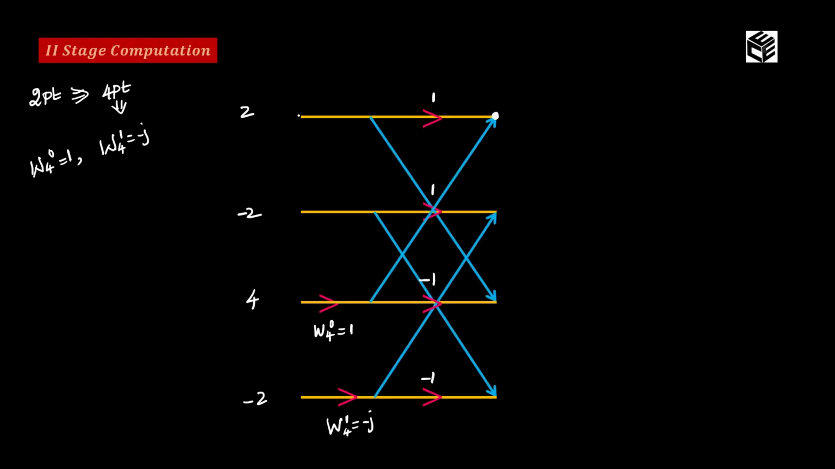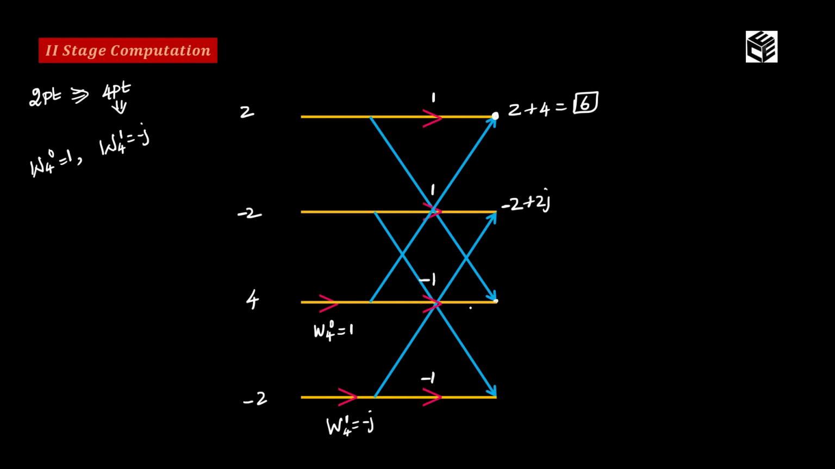At this point, I have inputs from this line and inputs from this line. So 2 into 1 is 2. Now 4 into 1 is 4. So 2 plus 4 is equal to 6. Next is this line. So minus 2 into 1 is minus 2. And about this line, minus 2 into minus j. So that is plus 2j.